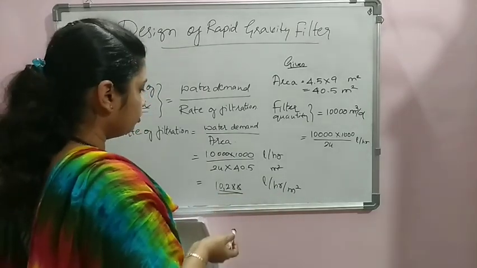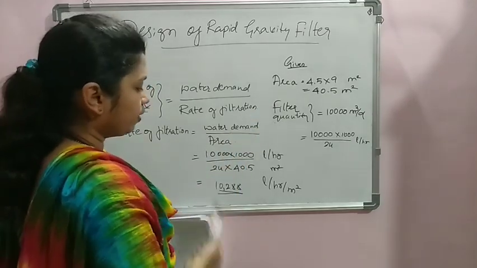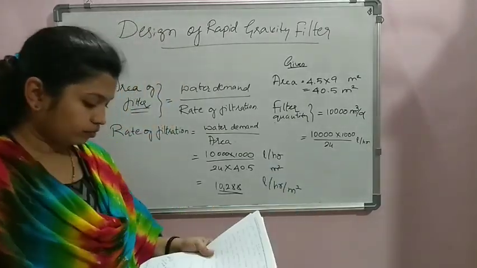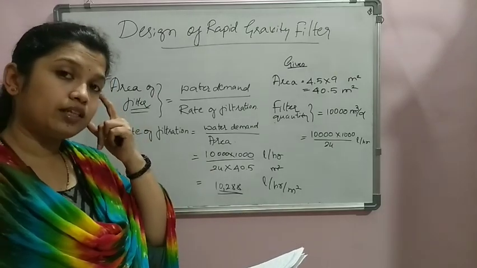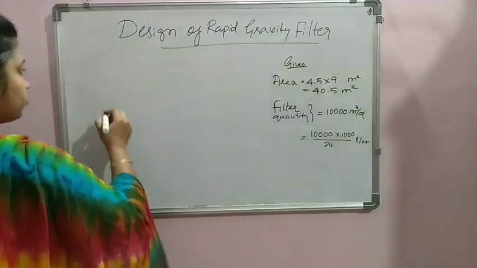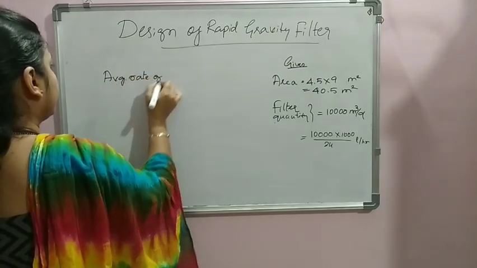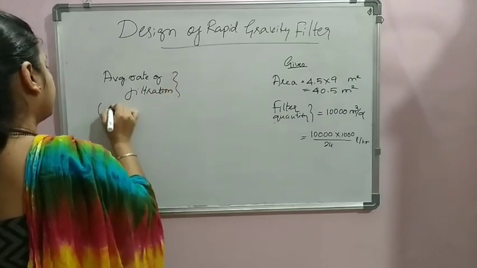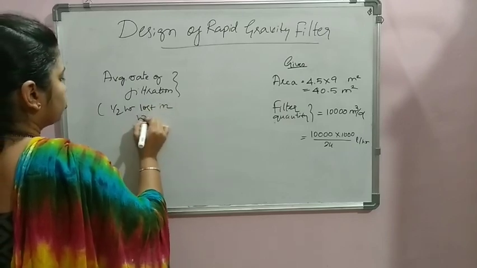By making use of the data available, that is the area and the filter water quantity, we have calculated the rate of filtration. Next thing, we need to calculate the average rate of filtration by counting half an hour lost in the washing. Next we are calculating average rate of filtration by considering half an hour is lost in washing.